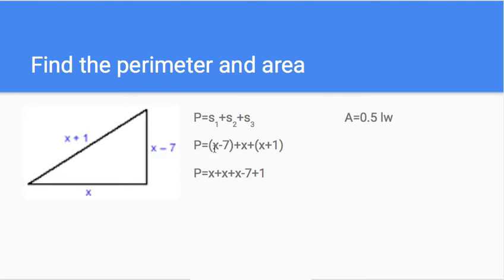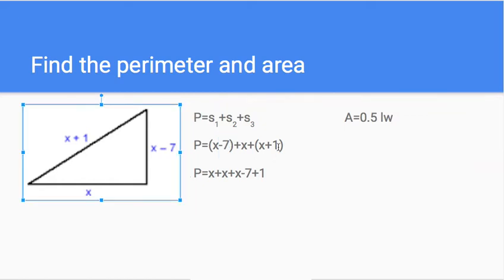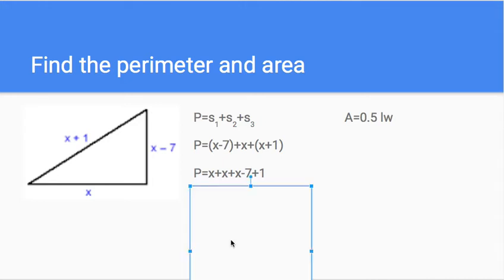So x minus 7, x, I pulled those out together. Minus 7, that's important. And then the plus 1. And then I combine those. x plus x is 3x. Negative 7 plus 1, it's negative 6. So the perimeter is equal to 3x minus 6.